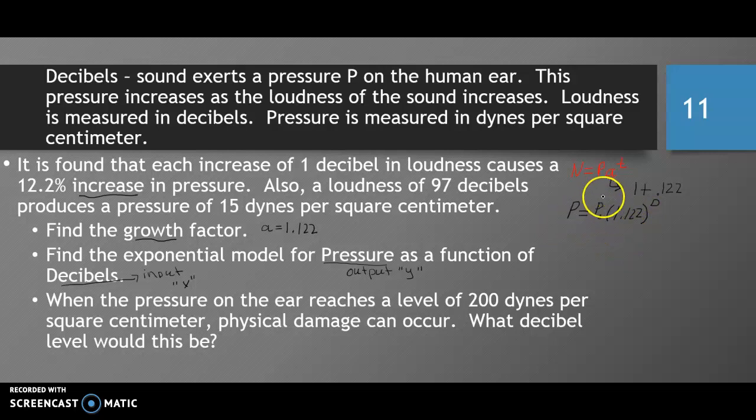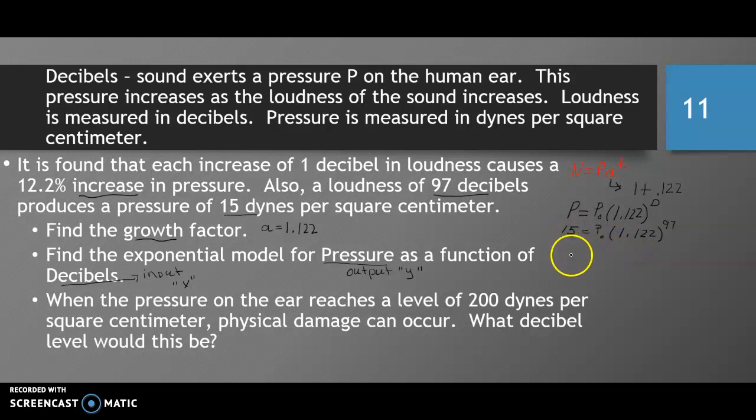I still need to figure out a number here as that starting value, but when I read the problem they did not give me that number. What they did give me is an ordered pair. So they told me that 97 decibels will produce a pressure of 15. So I can put those numbers into my formula. So the pressure is going to be 15. I do not know the starting value of pressure. 1.122 is my growth factor when the decibel level is 97. So now all I have to do is the algebra to solve this out.